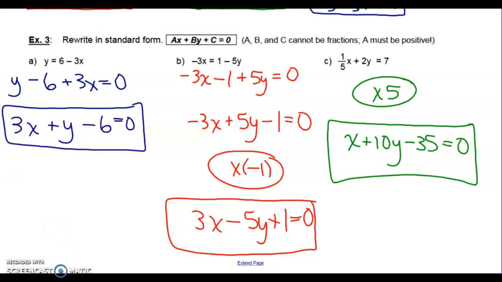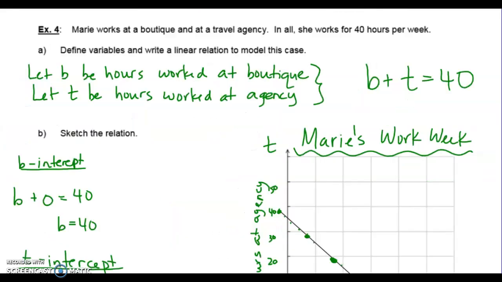I'm going to turn to page 2. Example 4. Marie works at a boutique and at a travel agency. In all, she works for 40 hours per week. Define variables and write a linear relation to model this case.